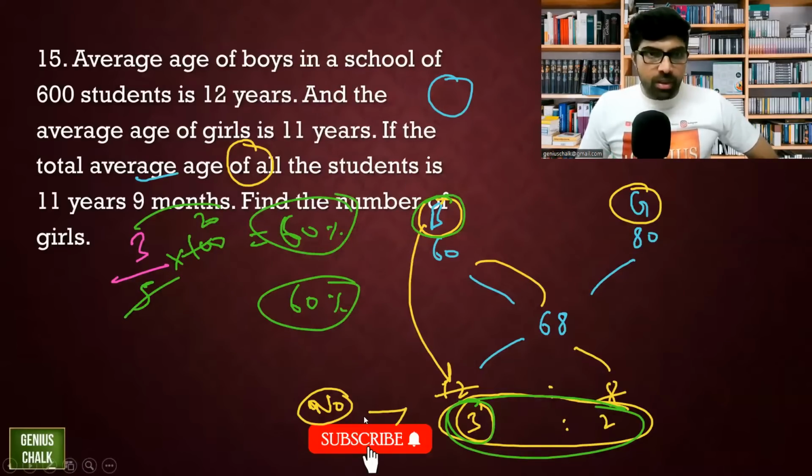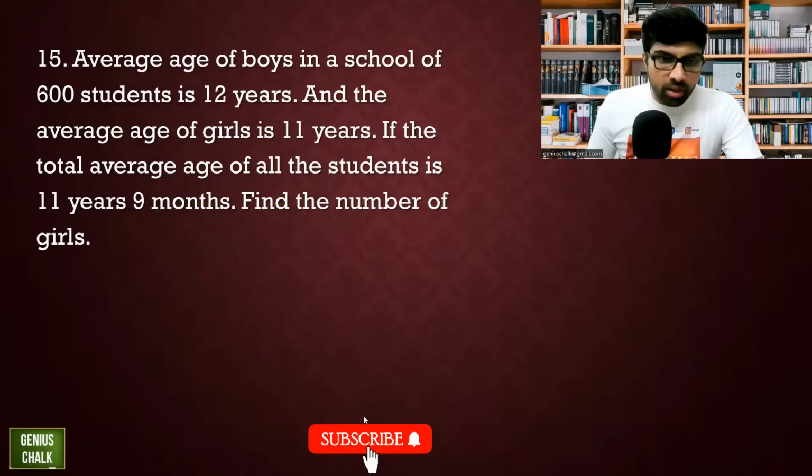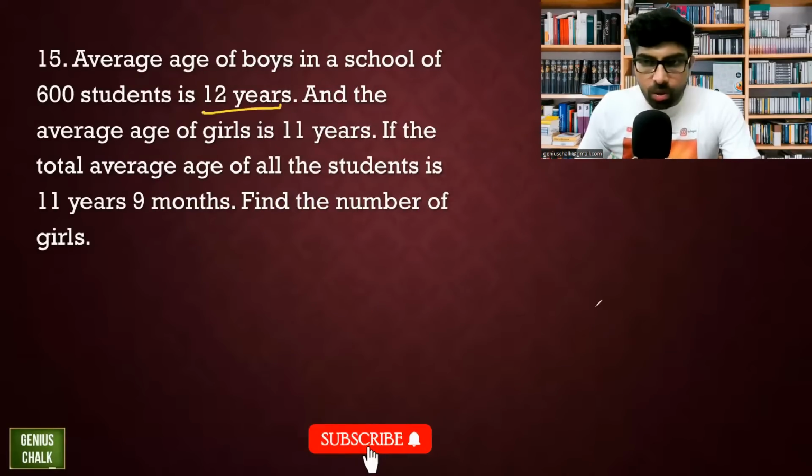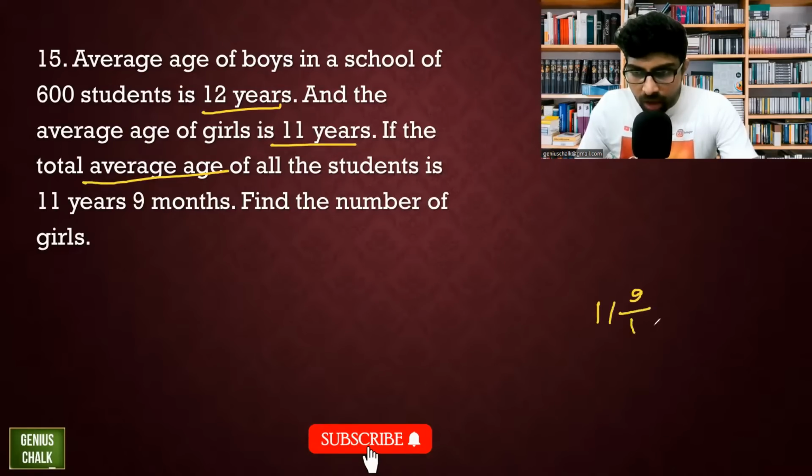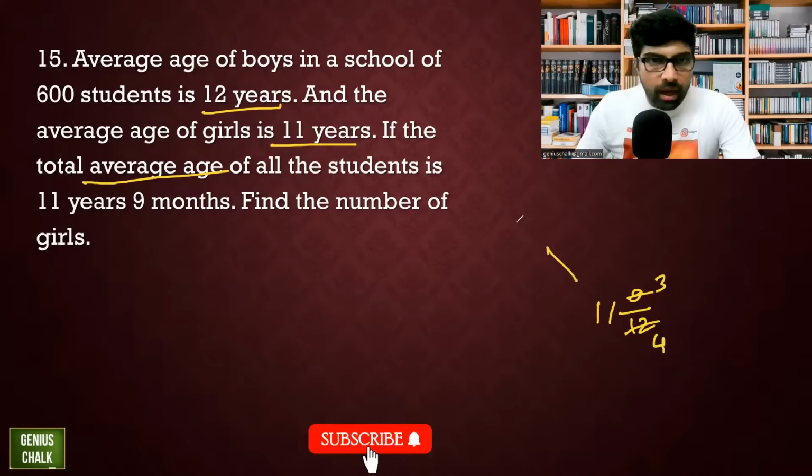Similar type. The average age of boys in a school of 600 students is 12 years, and the average age of girls is this. Overall average age is 11 years 9 months. If I write this in years, it will be 9 by 12, so this will be 3 by 4. And boys is 12 years. This is boys, average is 12, and this is girls.